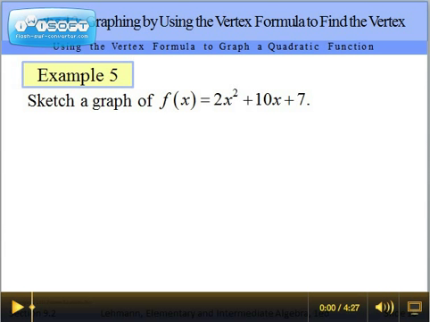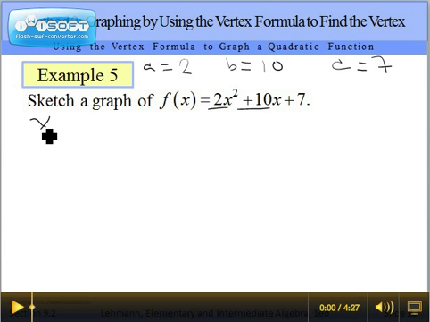So I want to sketch a graph of f of x equaling 2x squared plus 10x plus 7. So the first thing I'll do is find the vertex. So first I need to identify what my a is equal to, what my b is equal to, and what my c is equal to. So a is the leading coefficient, so in this case it's 2. B is the number attached to x, so a positive 10. C is the constant term, which in this case is 7.